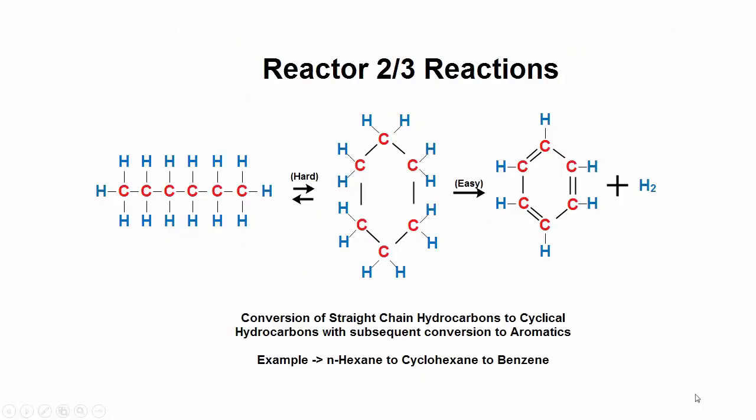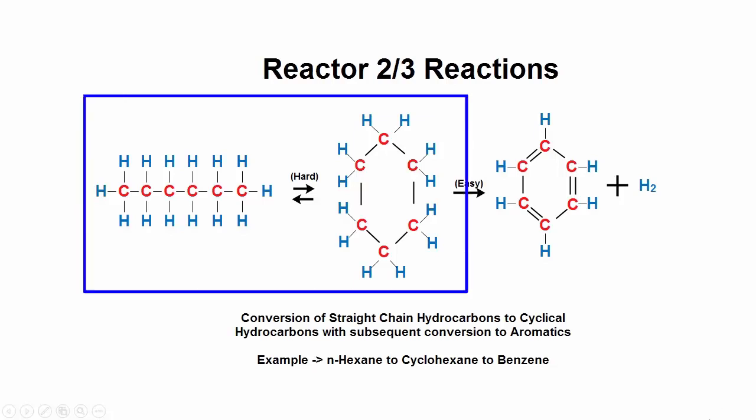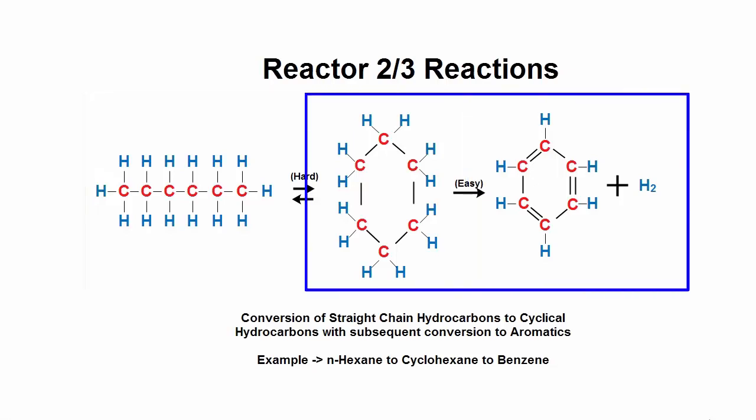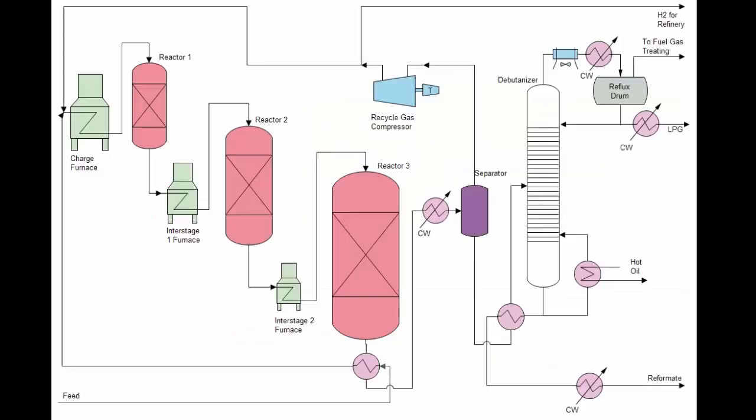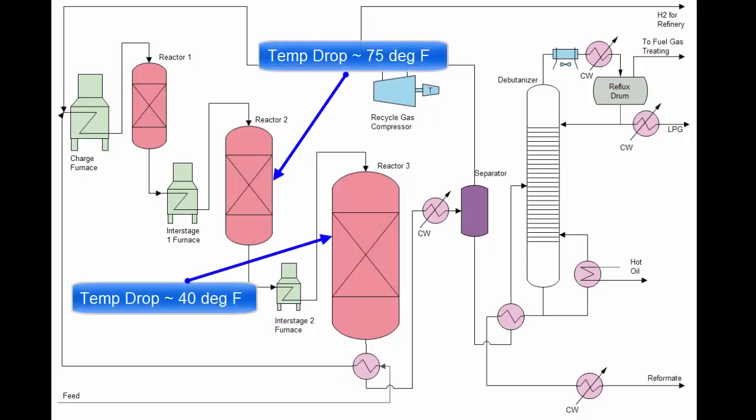In the last couple reactors, the goal is to convert paraffins, straight-chain and branched hydrocarbons, into cyclical hydrocarbons, which are then quickly converted into aromatics. However, this becomes increasingly more difficult as the feed proceeds through the reaction circuit. Since there is less reaction occurring in each subsequent reactor, there is also less temperature drop.